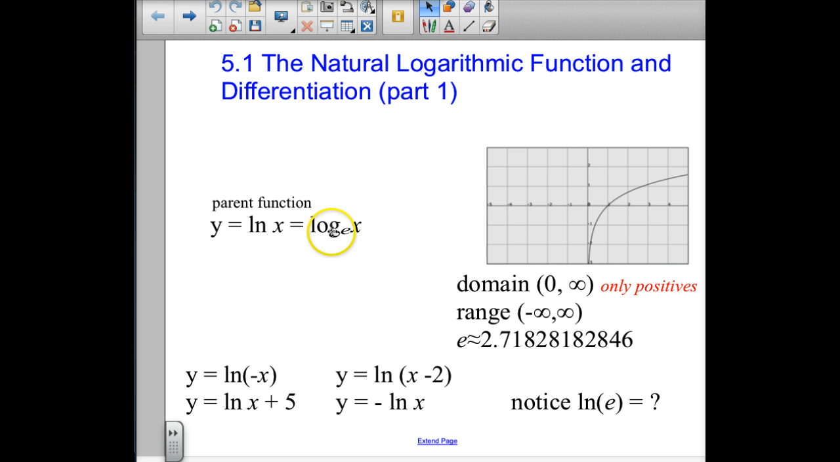Other logs that we've used: log base 10 is the common log, and log base e is called the natural log, and it's the letters ln and then of x. The domain is only positive numbers. You can only put positive numbers into a natural log, and its range is all reals from negative infinity up to positive infinity.